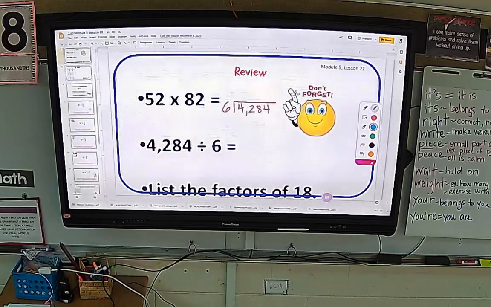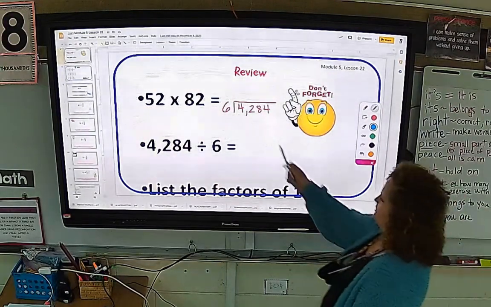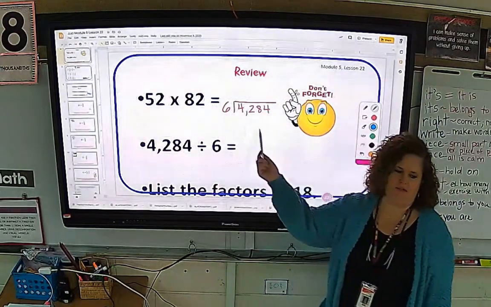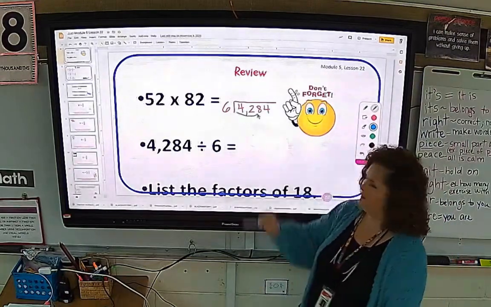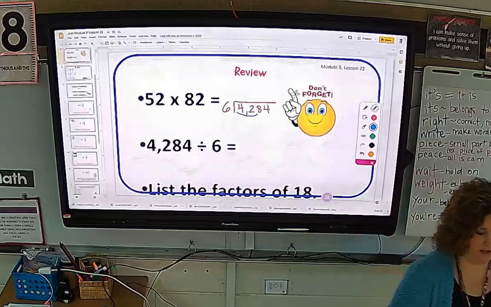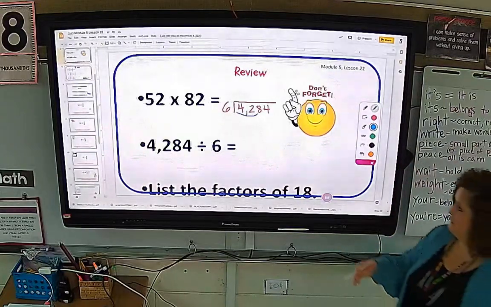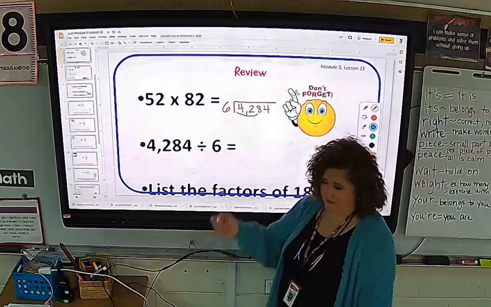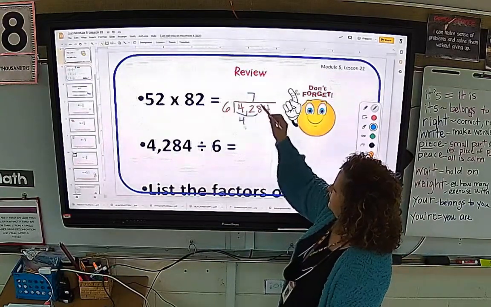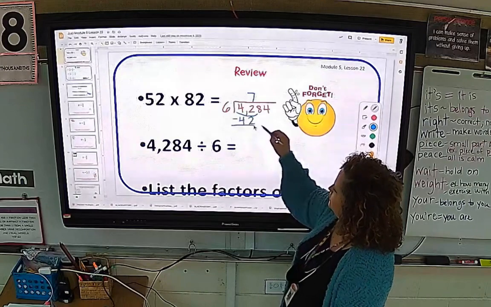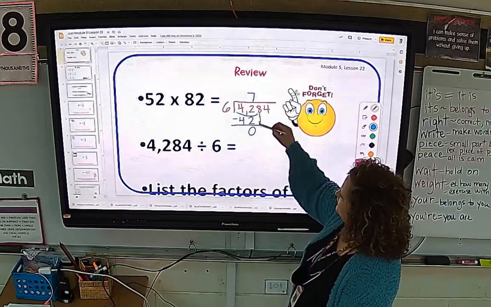We start this problem. We've got 6 as our divisor. We're going to ask ourselves, can I get a group of 6 out of 4? Nope. But I can out of 42. How many 6s? What's the most 6s I can get out of 42? 7. 6 times 7 is 42. So put that 7 up there and multiply here. And we're going to subtract that 42 and bring down the 8.